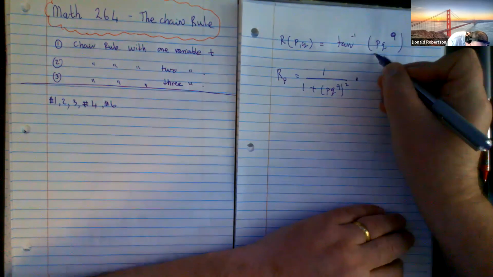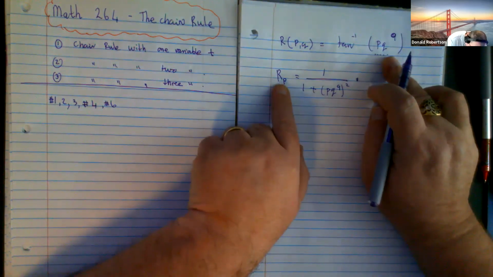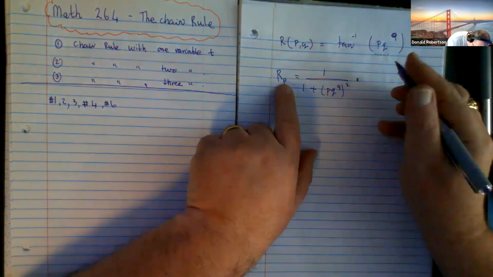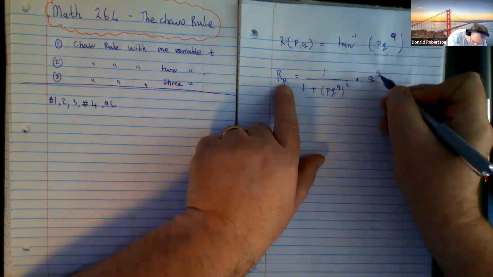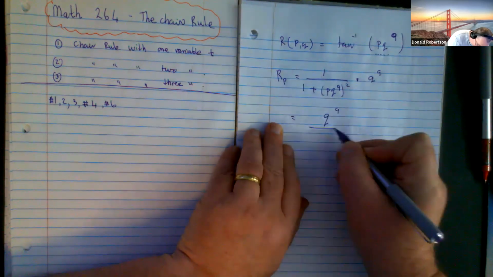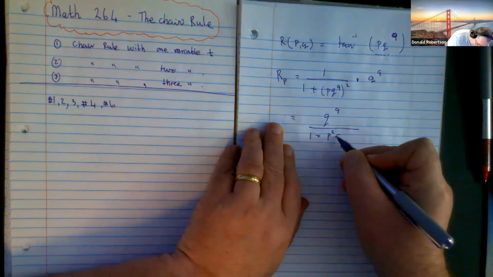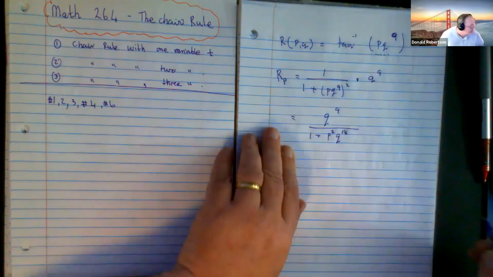Followed by the derivative of the inside function, right? The derivative of this with respect to p. Well, in this case, that just gets you q to the 9. So what I'm going to have is q to the 9 over 1 plus, if you square that, you get p squared q to the 18. And that's your answer.